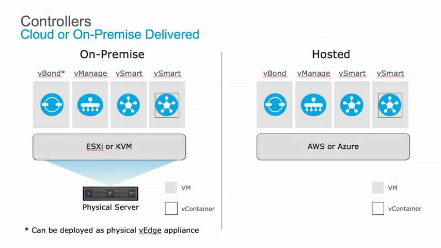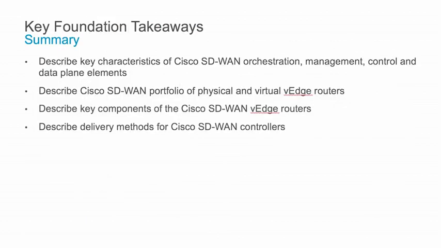Similarly, for public cloud deployments, vBond, vManage, and vSmart are deployed as virtual machines in AWS or Microsoft Azure, while vSmart also can be deployed as a container within these environments using a vContainer image.